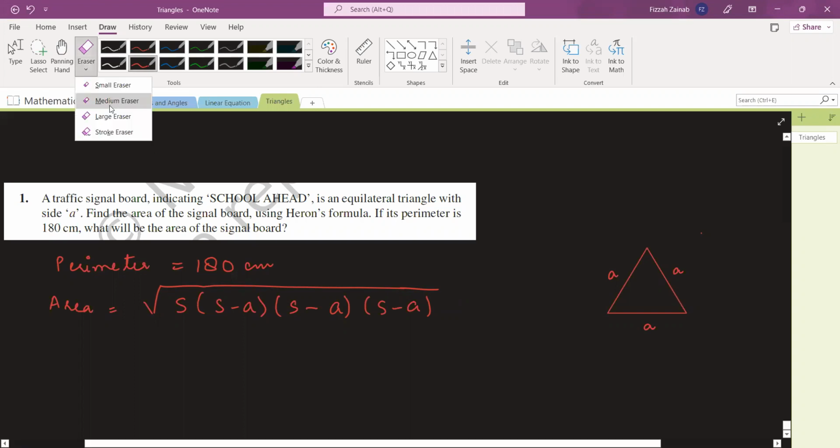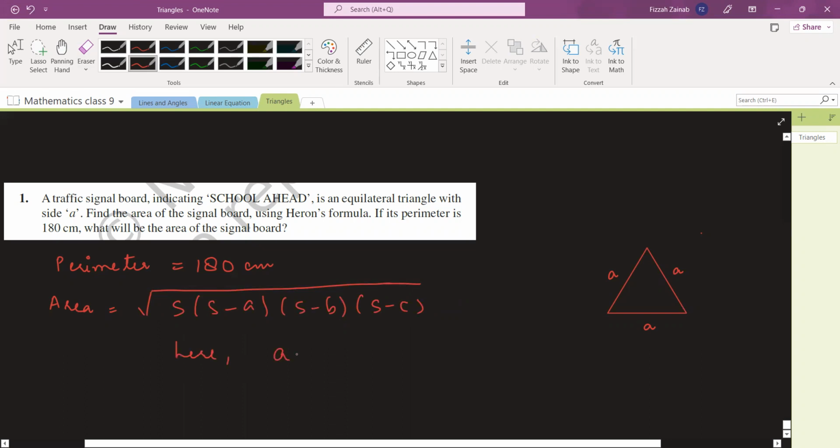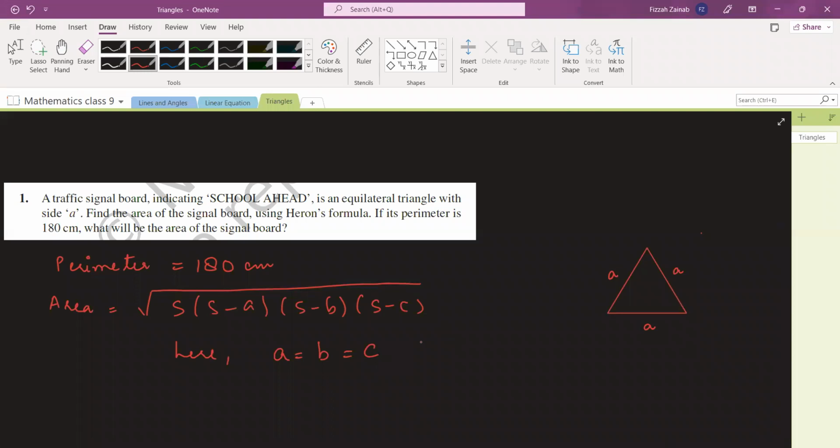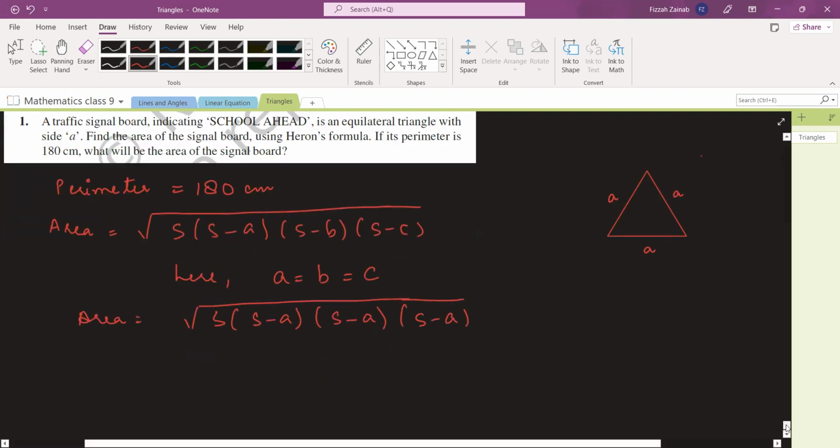Or you first write the formula. I think it's better to write the proper Heron's formula and then convert it. So the area is equal to, from Heron's formula, the square root of S into (S minus A) into (S minus B) into (S minus C), correct? Now here, A is equal to B is equal to C, all the sides are equal. So your area becomes under root S into (S minus A). In place of B also you can write A, in place of C also you can write A. I think this is clear, right?